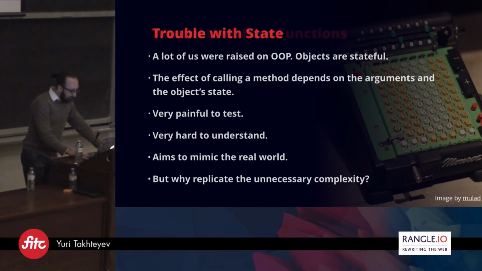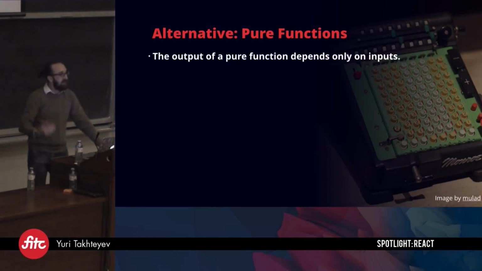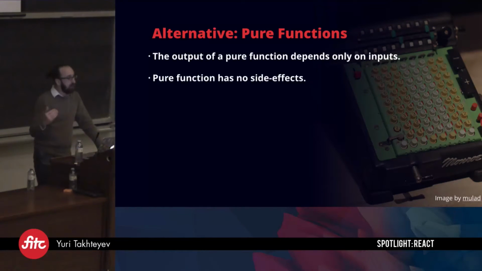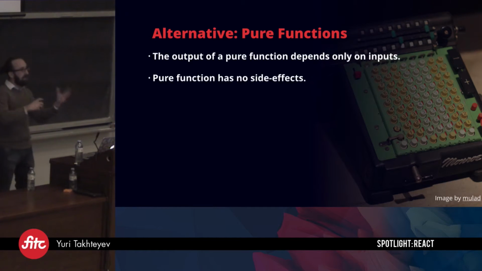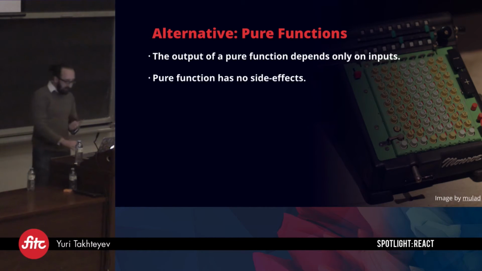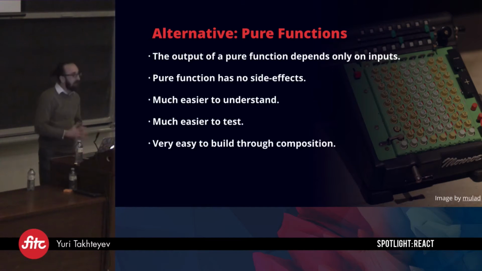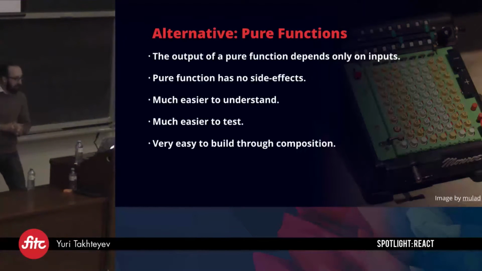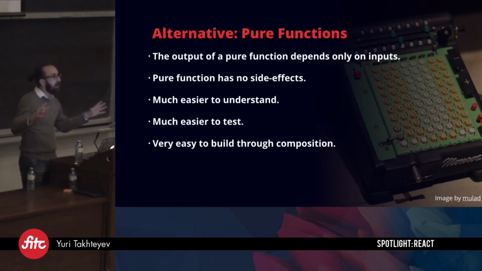So the alternative that we want to go with, in many cases, is pure functions. With a pure function, the output depends only on inputs. Second, a pure function has no side effects, so the only effect of calling that function is the value that it returns. Now, why is that great? Well, it's much easier to understand, it's much easier to test, and you can build complex behaviors through composition.